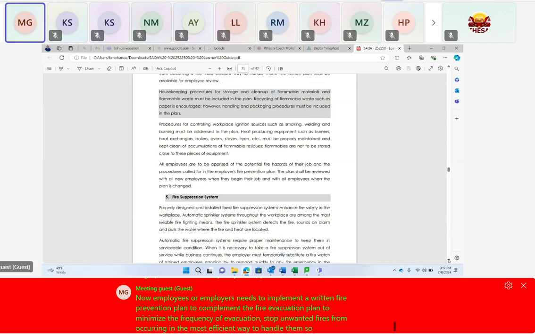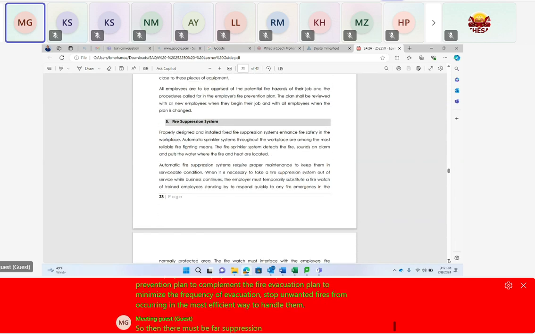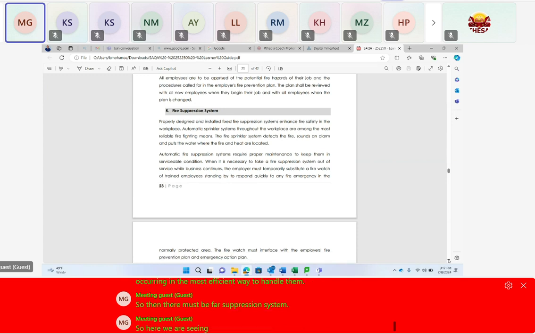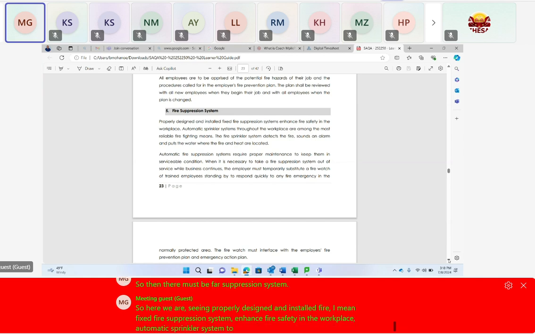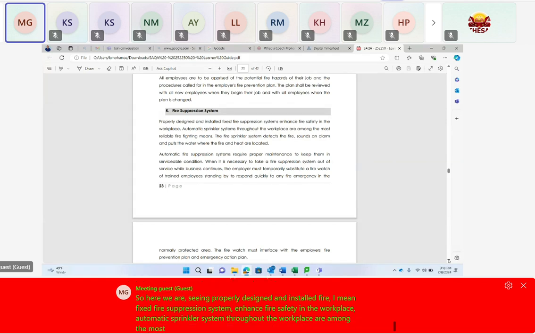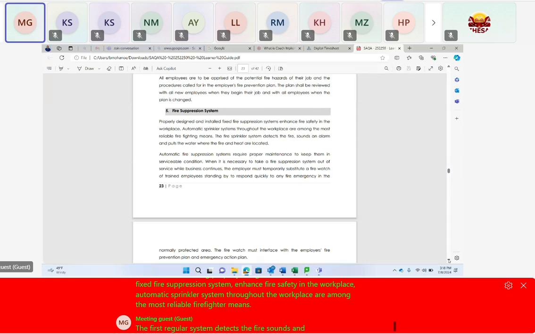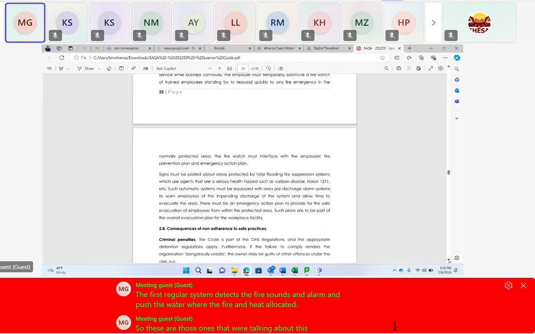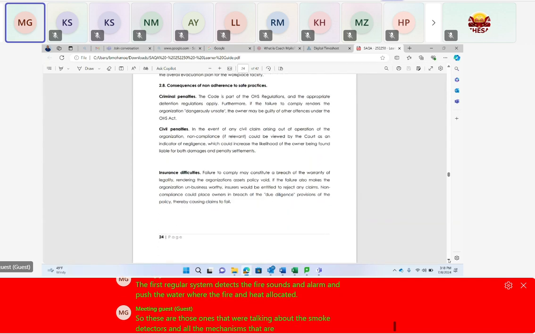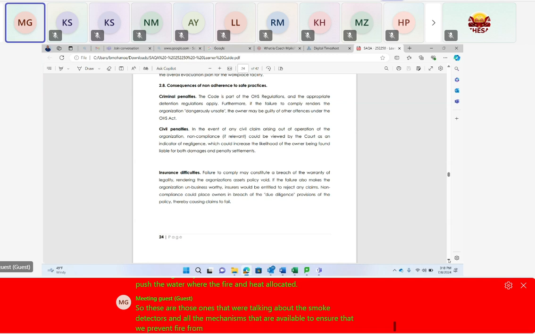Then there must be a fire suppression system. Properly designed and installed fixed fire suppression systems enhance fire safety in the workplace. Automatic sprinkler systems throughout the workplace are among the most reliable firefighting means. The fire sprinkler system detects the fire, sounds an alarm, and puts the water where the fire and heat are located. So these are the ones we're talking about, the smoke detectors and all the mechanisms that are available to ensure that we prevent fire from taking hold.